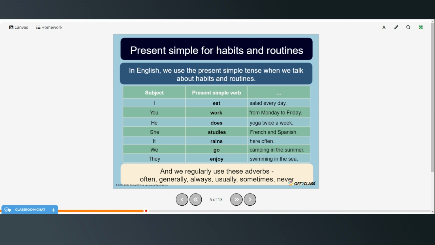We regularly use these adverbs often, generally, always, usually, sometimes, and never to talk about habits and routines.